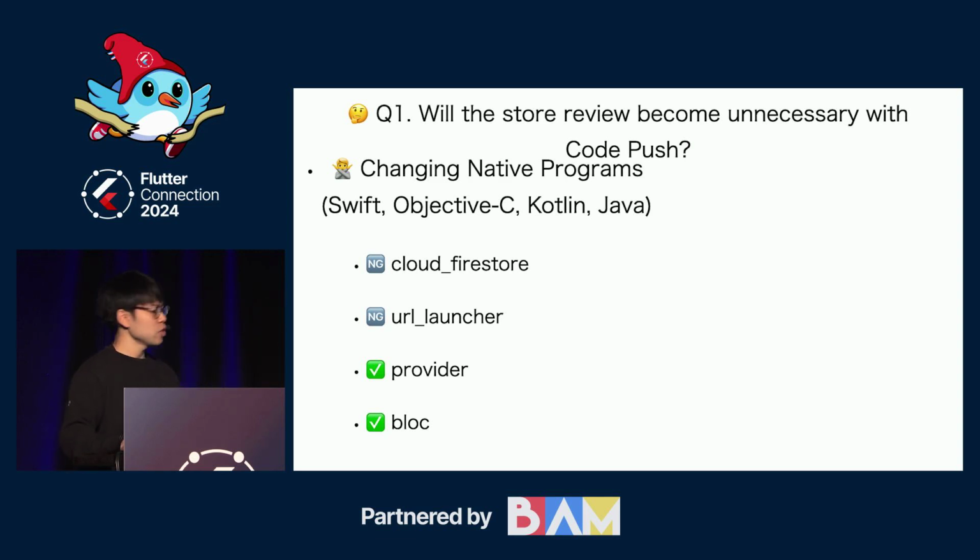If you upgrade Cloud Firestore or your launcher, you cannot use code push because they have native code changes. This means that if you upgrade those packages, you have to submit the build to the store and wait for the store approval. But you can upgrade packages like Provider or Bloc, which are pure Dart packages, and use code push.